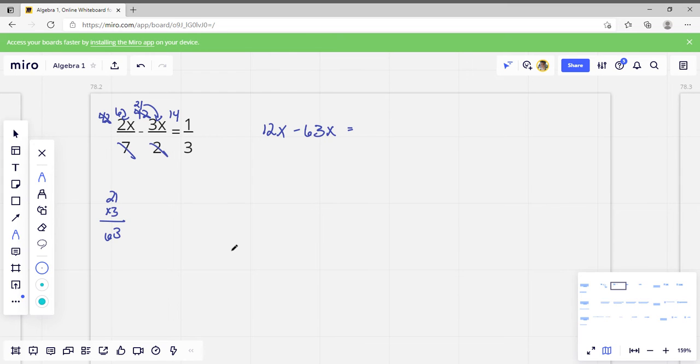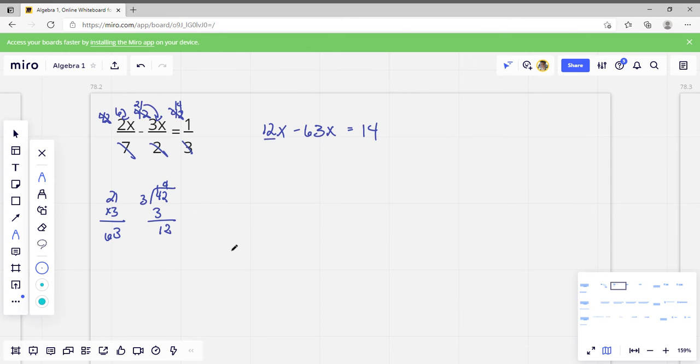And then right here, how many 3's are in 42? I don't know where that 14 came from. That's supposed to say 42. So we're going to say 42 divided by 3. 3 times 1 is 3. 14. Alright, so that's 14. And 14 times 1 is 14.